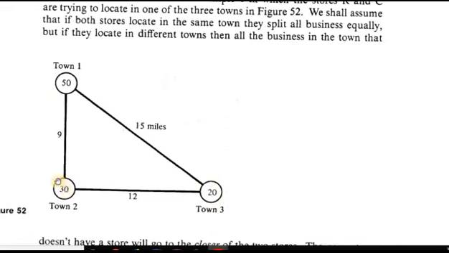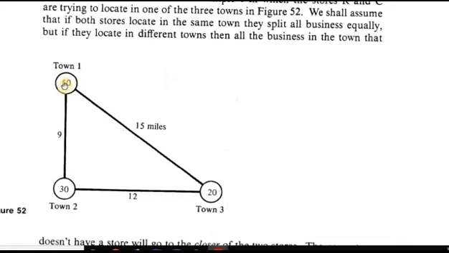What about the people in town 2? Well, town 2 is closer to town 1 than to town 3, so the people in town 2 will go to town 1. Suppose the R store locates here and the C store locates here. Well, in this case, how about the people in town 3? They are going to go to the closest store, which is here. So if we have one store here and one store here, then the store in town 1 gets 50%. The store in town 2 also gets 50%.